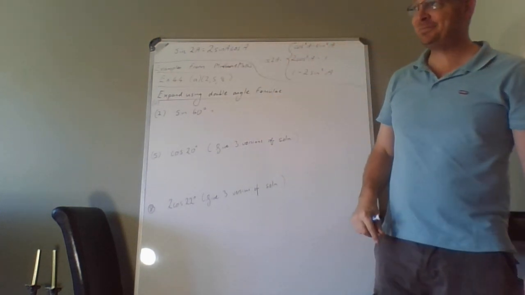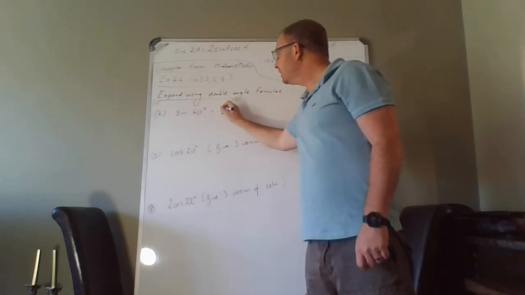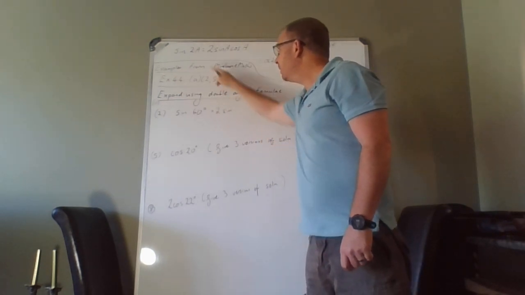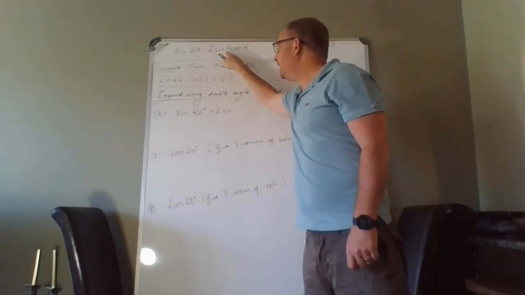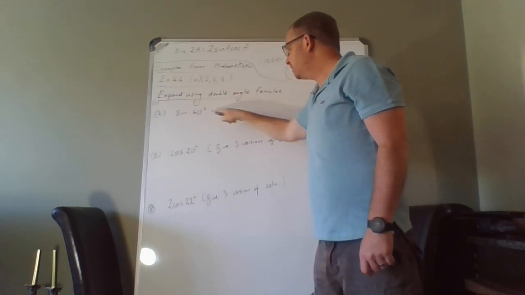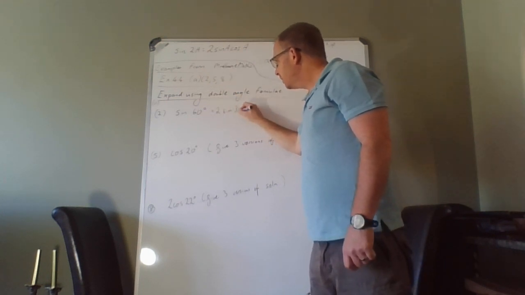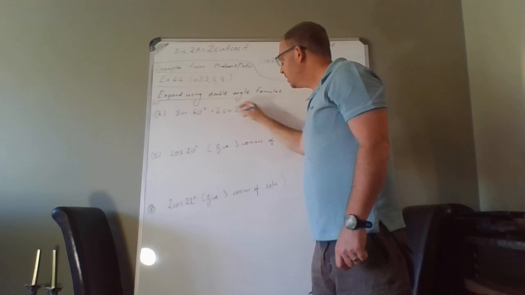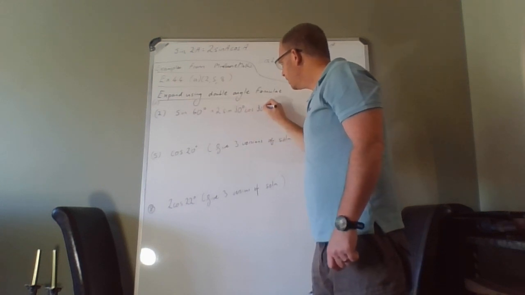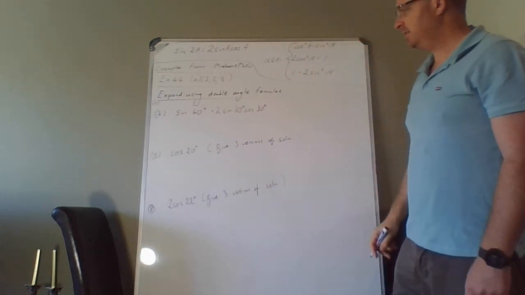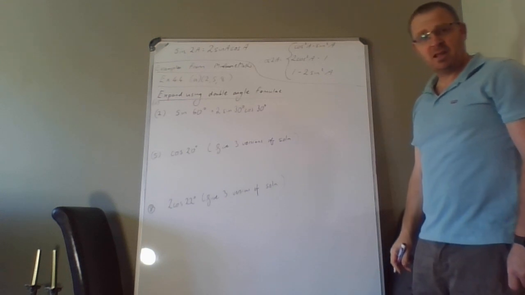It's just one line. So it's going to be 2 sine, well, what's the relationship between 2a and a? That's half of that angle. So it's 2 sine half of that angle, which is 30 degrees, cos half of that angle, which is 30 degrees. And that's your answer.